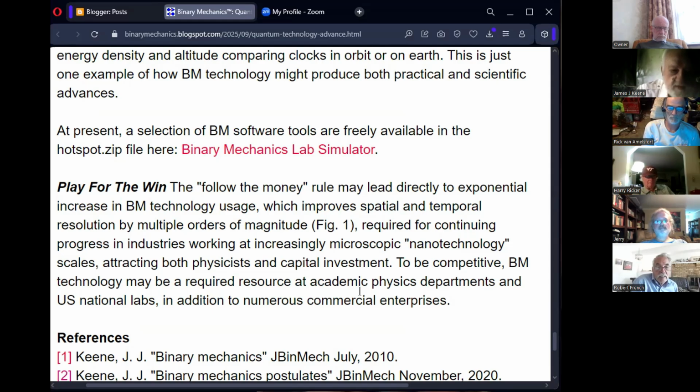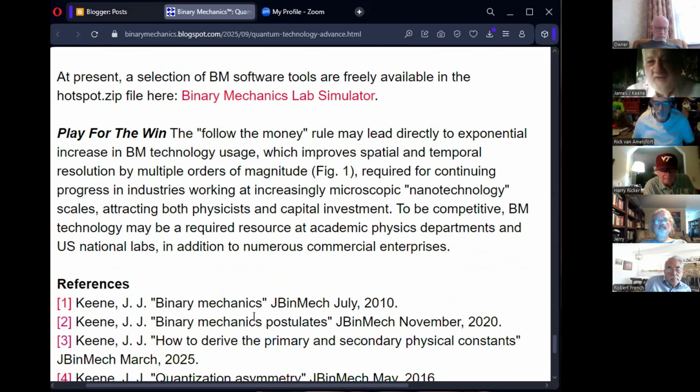For example, to get the very best, brightest students, if your physics department at Harvard, Yale, MIT, Caltech, wherever, over there in Britain or Germany or wherever, if you don't have on board the resources for the faculty and students to use binary mechanics technology, you're not going to get the best and brightest students in your physics department. And in the US national labs, in addition to numerous commercial enterprises. End of story. Thank you very much for your attention.